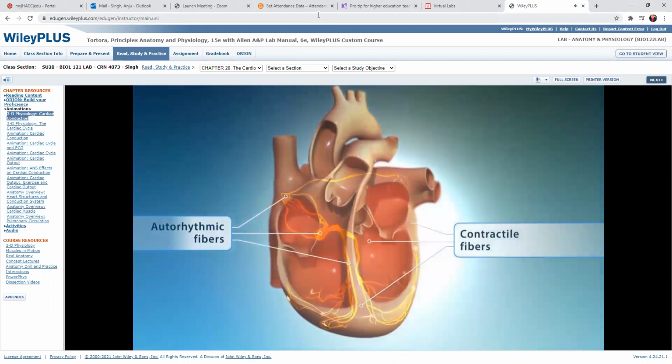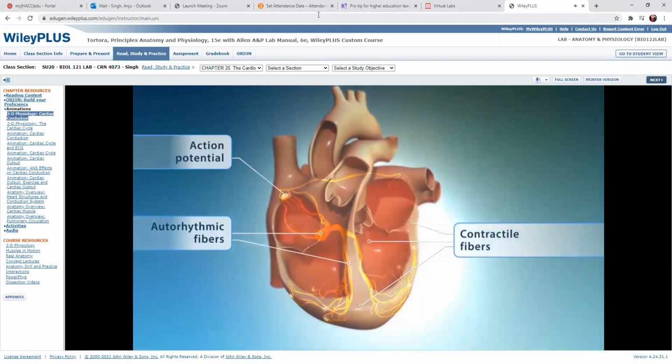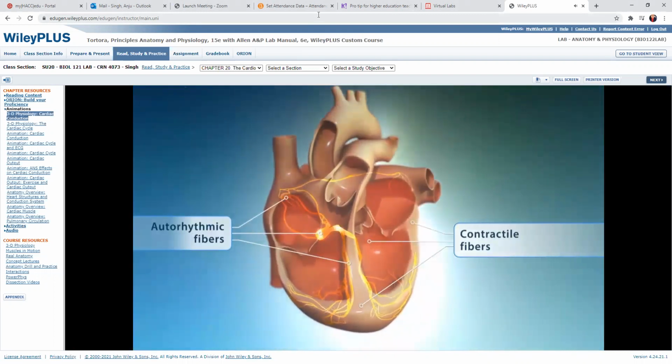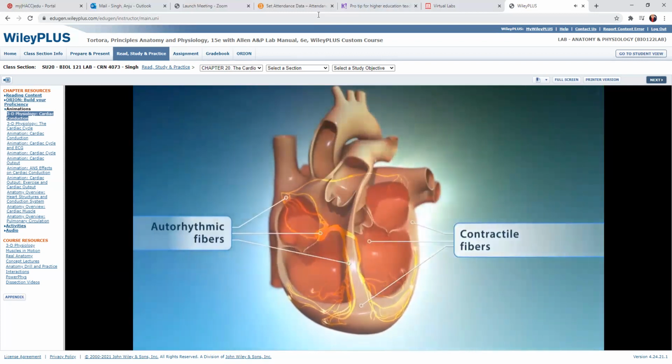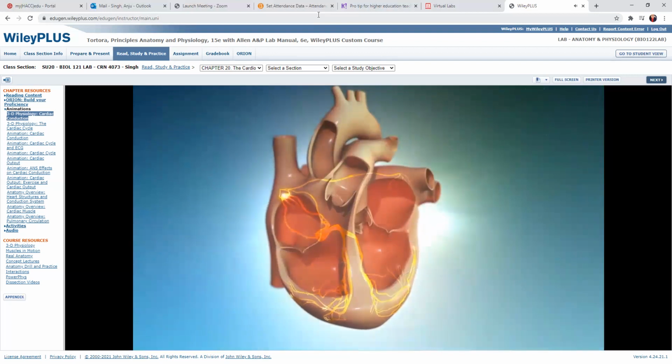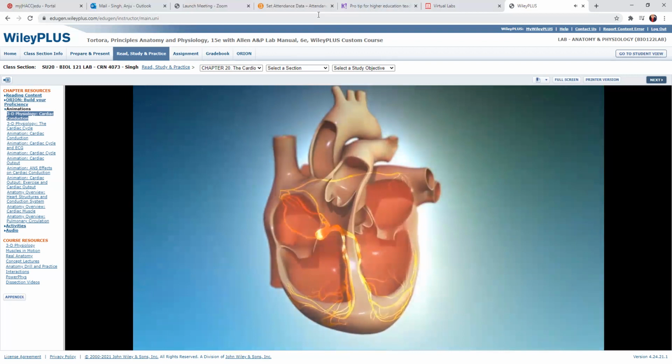Autorhythmic fibers do not contract, but create and transmit the action potential, which stimulates the contractile fibers to shorten. Contractile fibers make up the bulk of the heart and are responsible for the movement of blood. There are bundles of autorhythmic fibers that establish the rate at which the heart contracts.